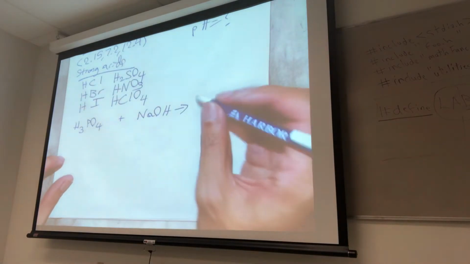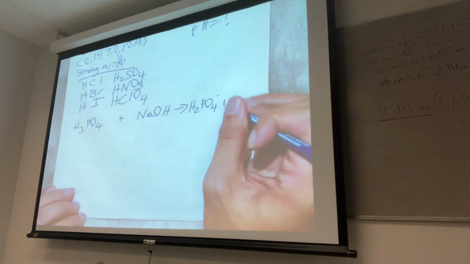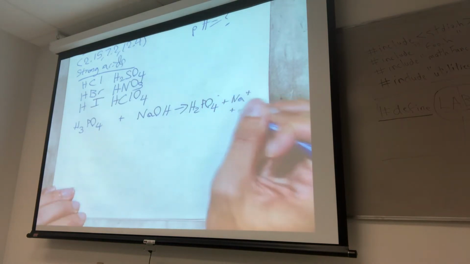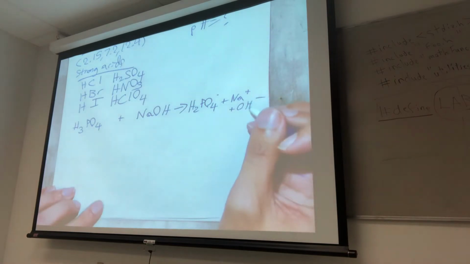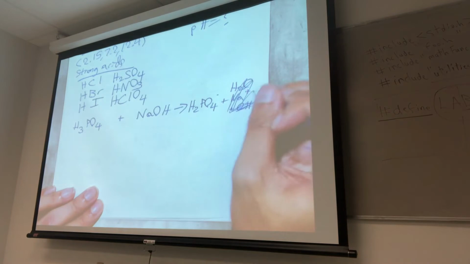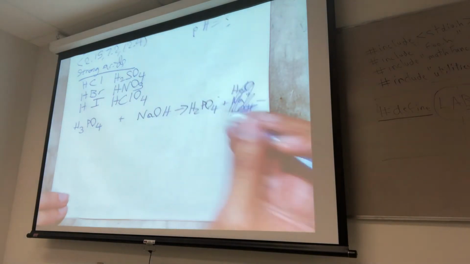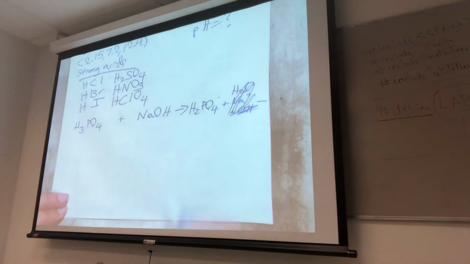Well, this base is going to steal a hydrogen from this, and you make H2PO4 plus sodium and water, neither of which matter in the Henderson Hasselbalch equation, so I'm just going to cross them out. The only parts that matter with Henderson Hasselbalch are your weak acid and your conjugate base. And again, the way an acid-base reaction works is that the base is going to steal hydrogen from H3PO4 to produce H2PO4.